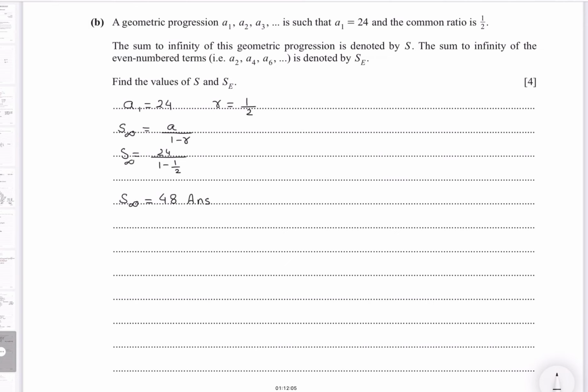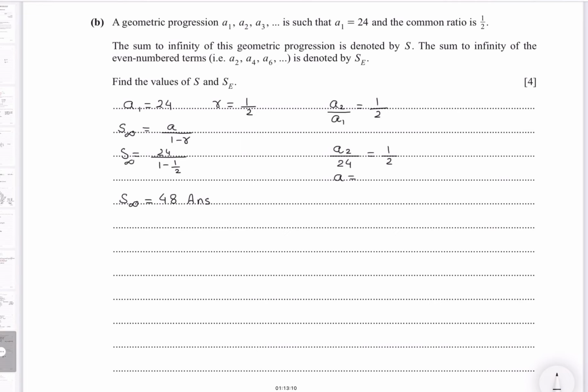And for the value of SE, we have to find its common ratio by dividing a2 by a1. So this is 1 over 2, and a1 is already given as 24.